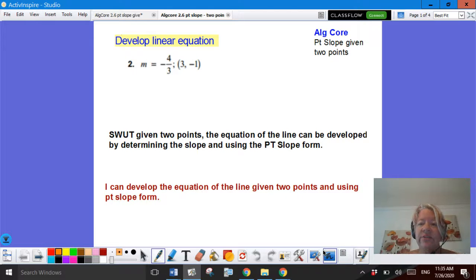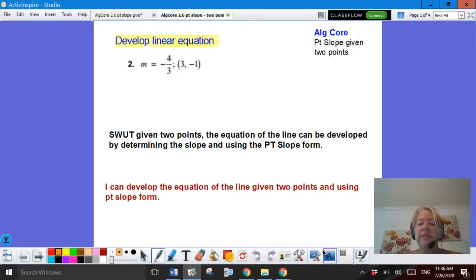Okay, so yesterday we started working on point slope form, where we can get the linear equation, y equals mx plus b, given just a point and a slope. So you've been practicing that for a couple days, and then today we're going to move on to what we do if we're not even given the slope and we're just given 2 points.